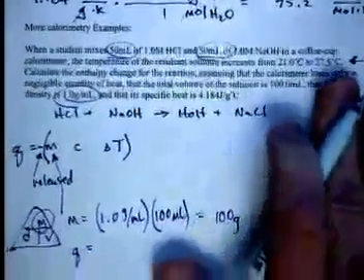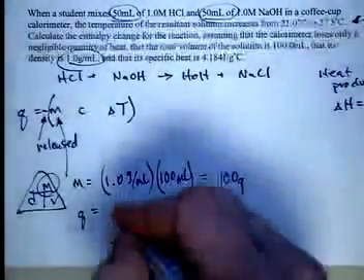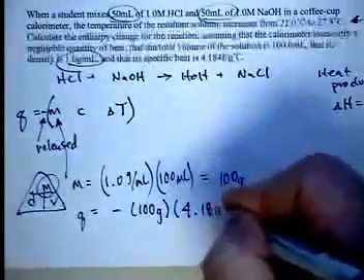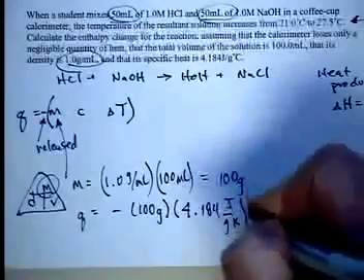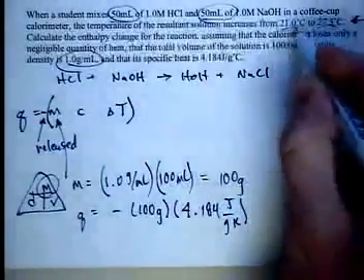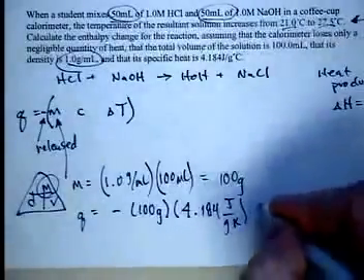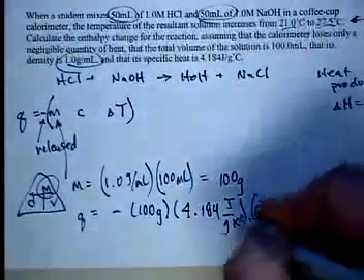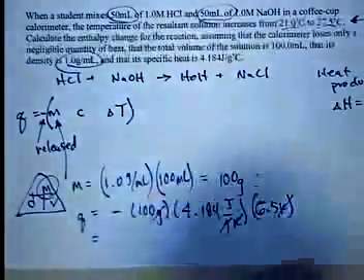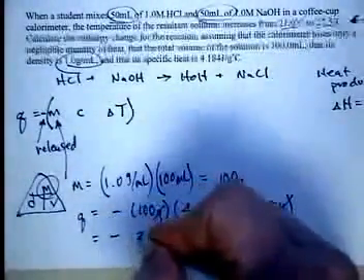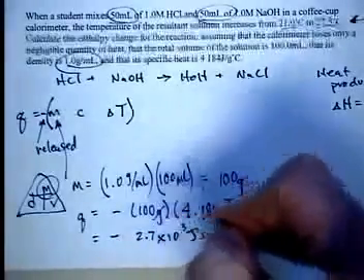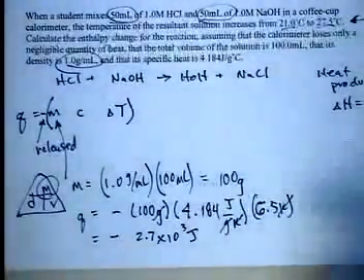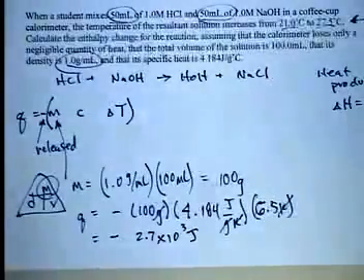Putting this into my equation, heat will be equal to 100 grams times the specific heat, 4.184 joules per gram Kelvin, and my temperature change is from 21 to 27.5, which is a 6.5 Kelvin temperature change. Canceling my kelvins and my grams, I'll be able to solve for the number of joules. Notice it's negative because it's an exothermic reaction. 2.7 times 10 to the third joules of energy would be given off, so it would be exothermic in this case.